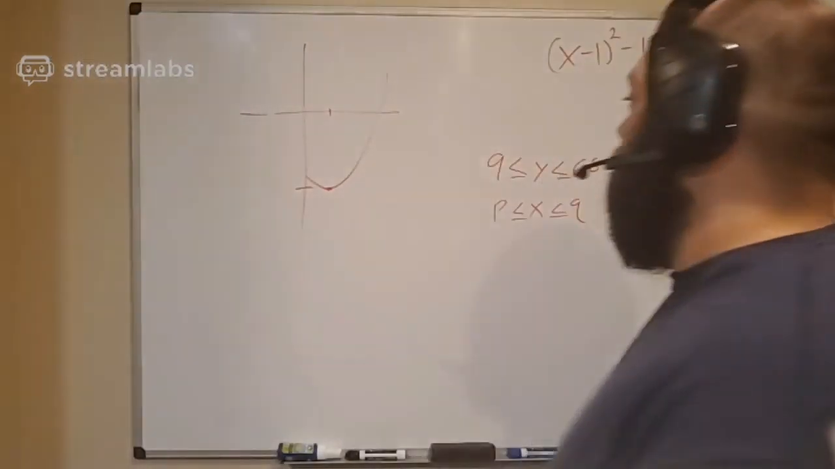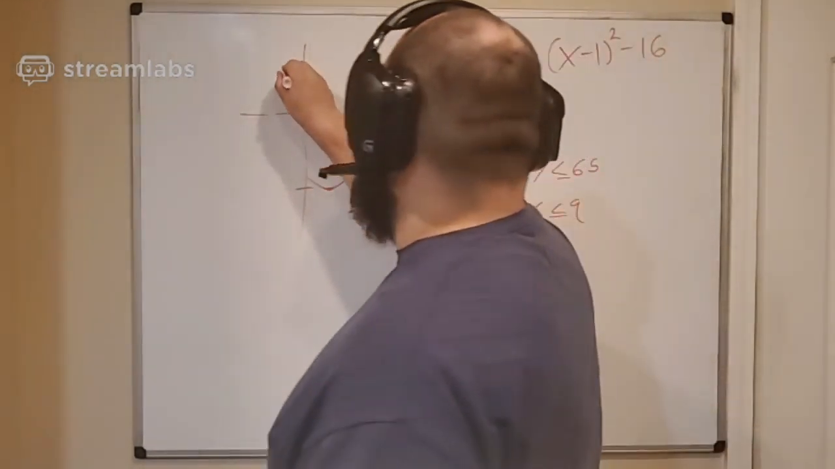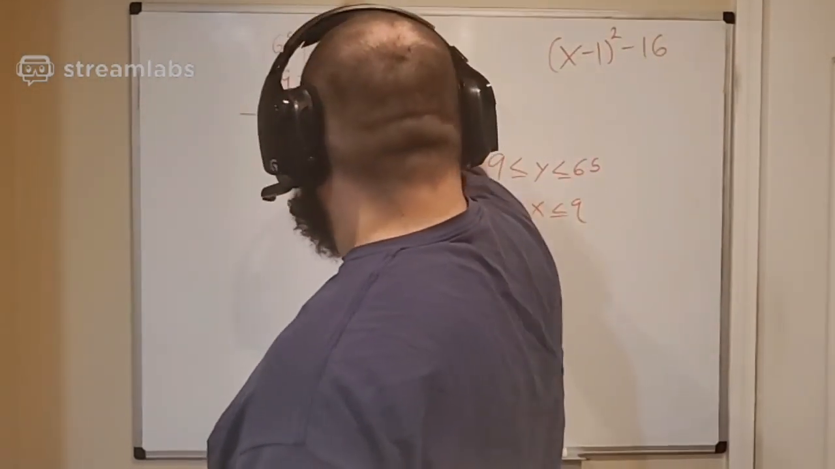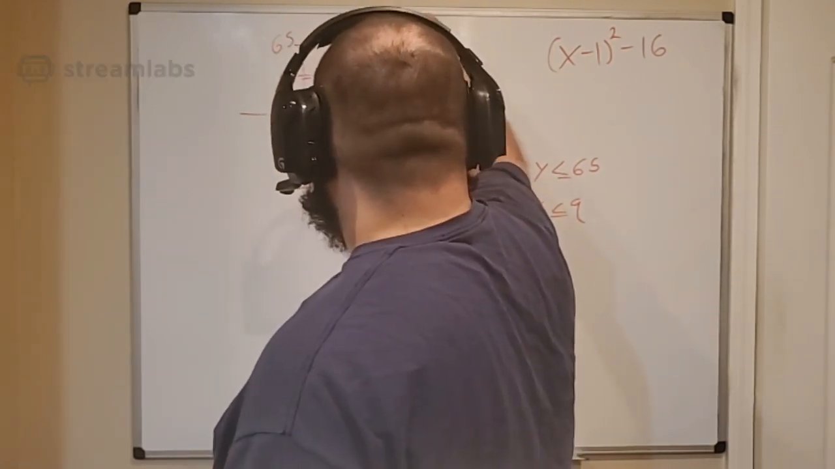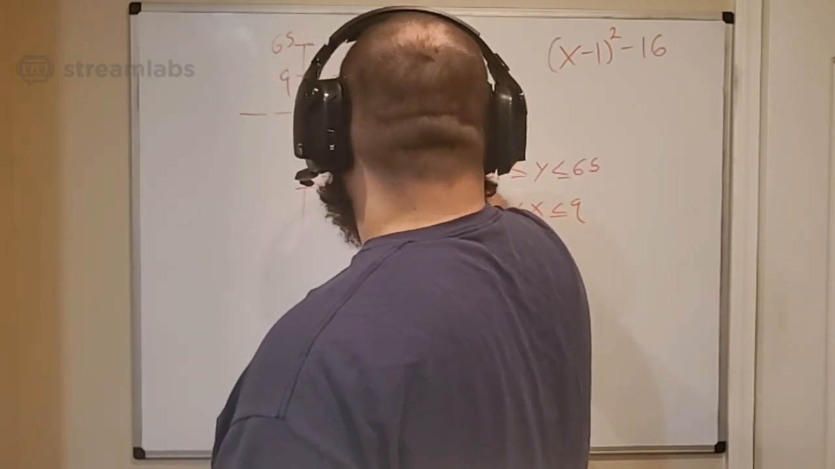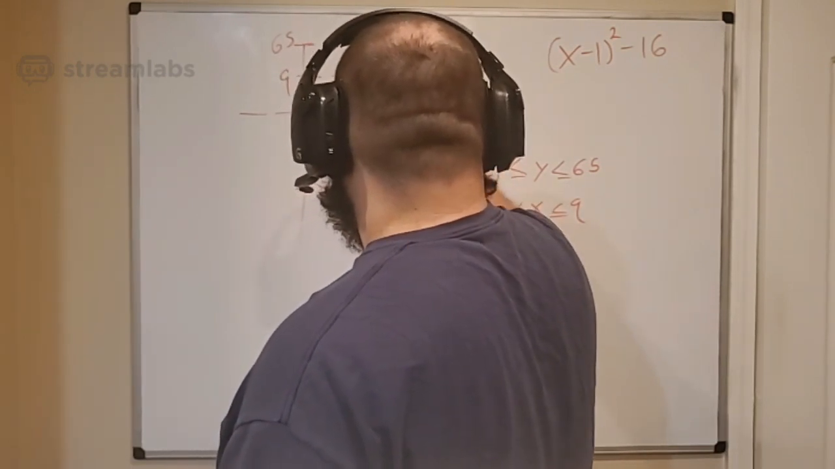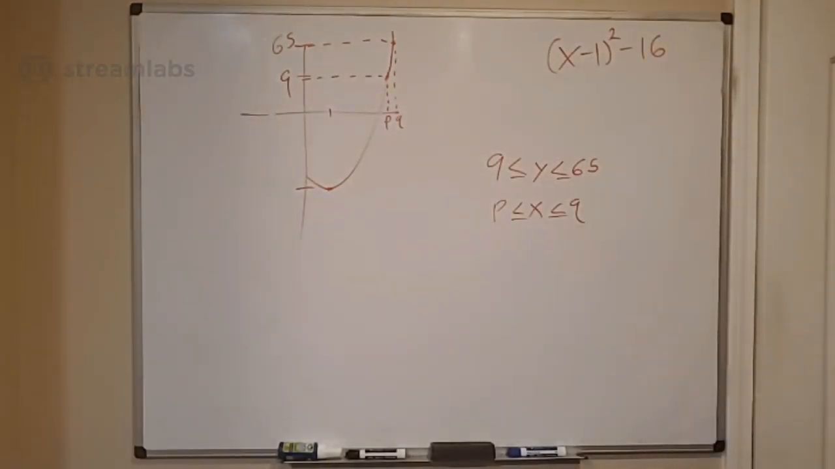So I look and find where it's 9, 65, which will be like there, and there. So that'll be P, and that'll be Q. So you're looking for your X values that give you a Y value of 9 and 65. That's basically all you're doing. So when we have that, just plug your Y value in and solve for X.